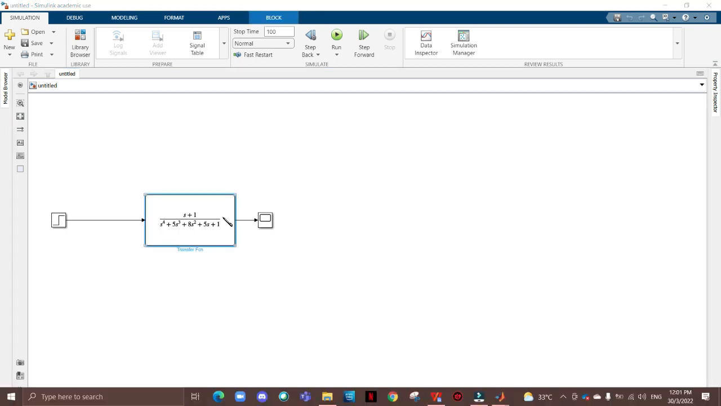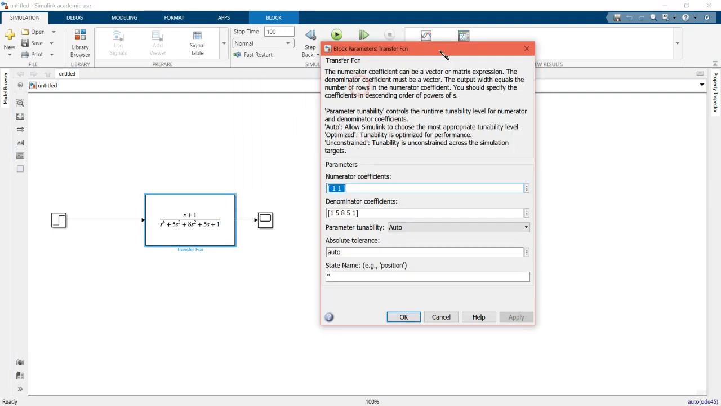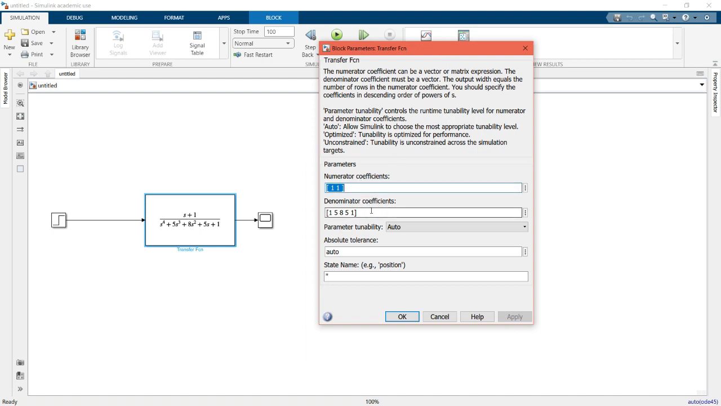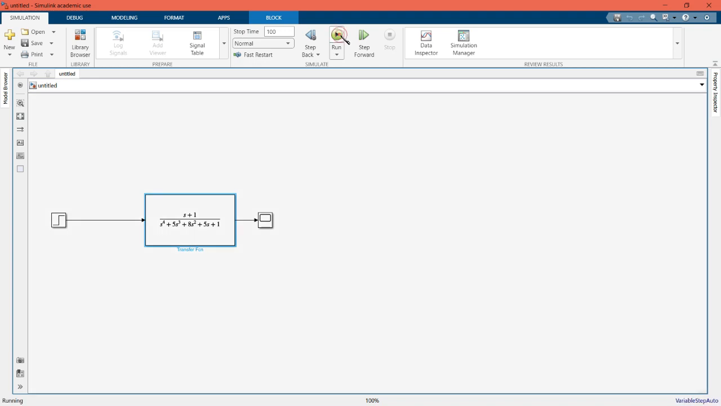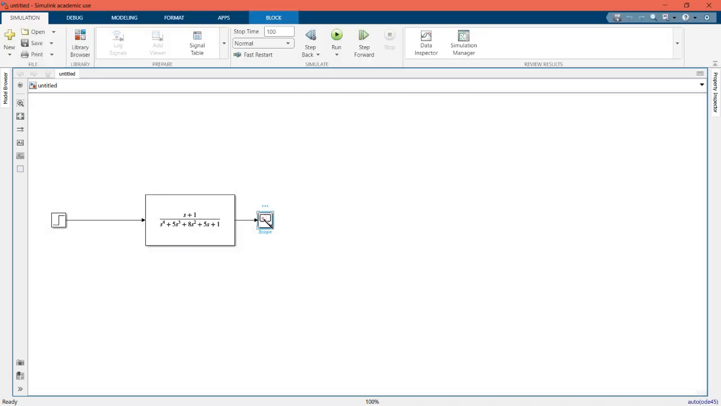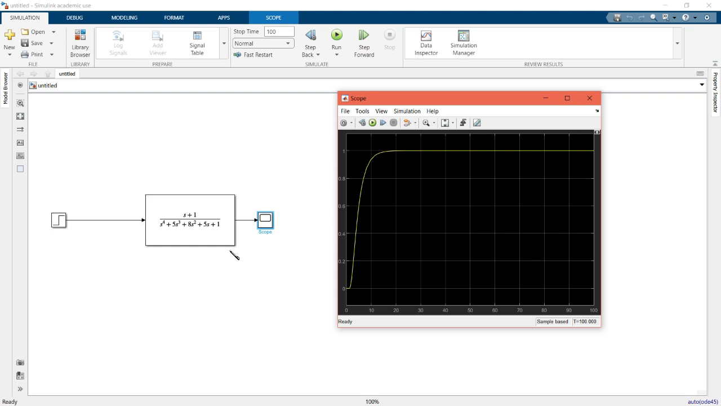This transfer function is for x1 over F, which was obtained from the command window just now from the MATLAB coding. As you can see here, we can edit the transfer function numerator and denominator coefficients. Numerator is 1 1, which represents s to the power of 1 and s to the power of 0. The denominator is 1 5 8 5 1, which represents s to the power of 4 until s to the power of 0. Once everything is set, we can simulate the model now. As we can see here, this is the unit step response for x1 over F.